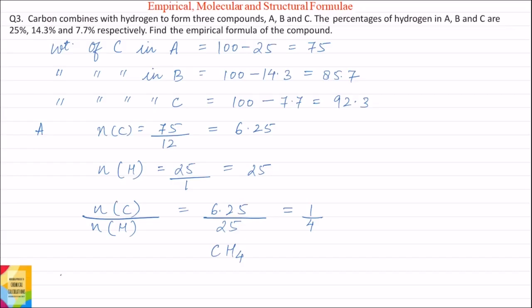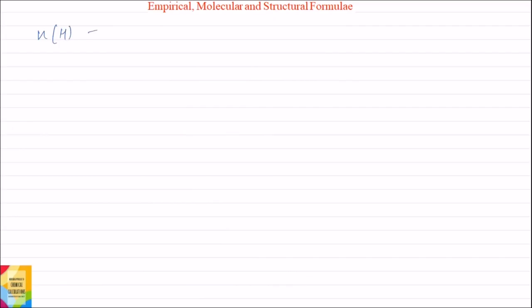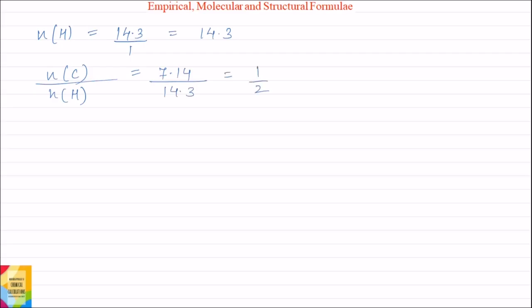Similarly, in B, moles of carbon will be equal to 85.7 divided by 12, which is equal to 7.14, and moles of hydrogen in B will be equal to 14.3 divided by 1, which is equal to 14.3. The ratio of moles of carbon and moles of hydrogen will be equal to 7.14 divided by 14.3, and this is equal to 1 by 2. Therefore, empirical formula of B will be CH2.